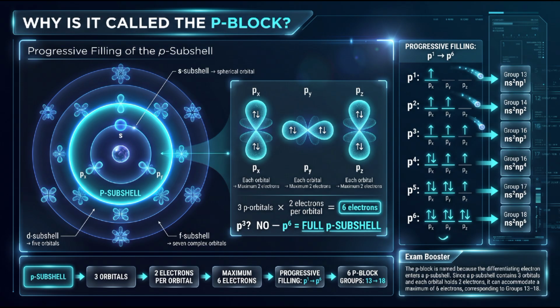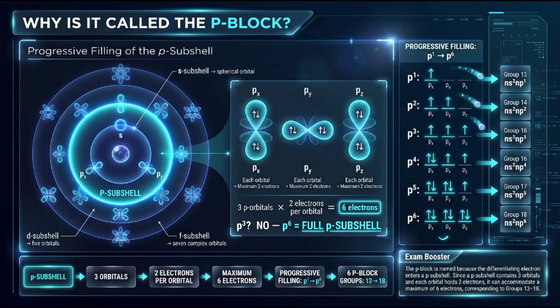There is also an important special case involving helium. Helium is positioned in group 18 because it behaves like a noble gas and has a completely filled outer shell. However, its actual electronic configuration is 1s², not 1s², 1p⁶. Therefore, helium is not technically a p-block element according to its differentiating electron. Its placement in group 18 is based mainly on its chemical properties and noble gas character. This is a useful point to remember for examinations.